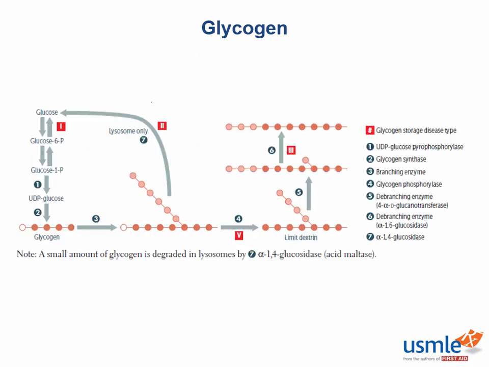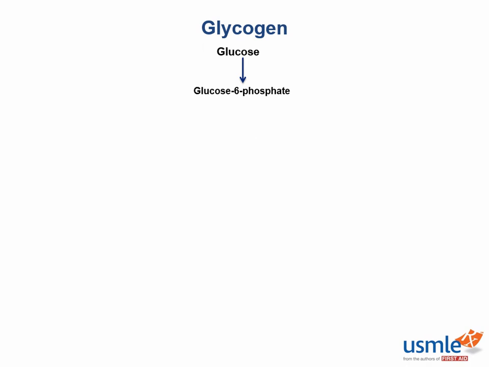We'll now demonstrate the mechanism of glycogen synthesis by breaking down this figure from the book. So first off, we have glucose, and it's converted to glucose 6-phosphate. And where have you seen glucose 6-phosphate before? Great, it's from glycolysis, where glucose gets converted to glucose 6-phosphate and becomes trapped inside the cell.